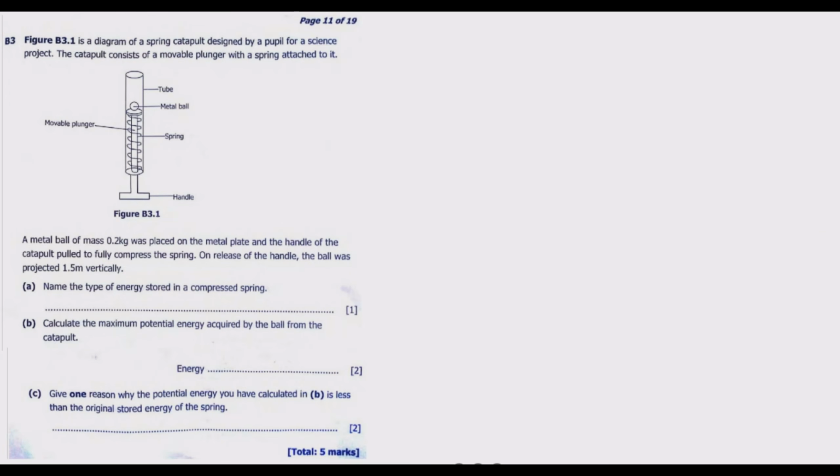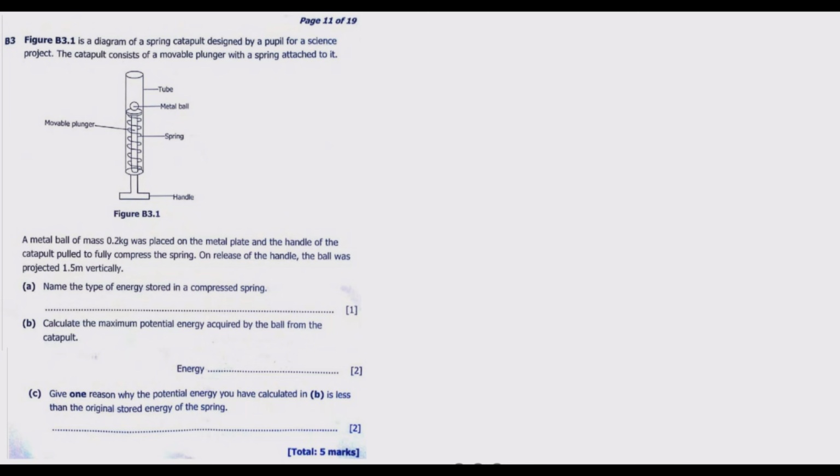Let us look at question B3. Figure B3.1 is a diagram of a spring catapult designed by a pupil for a science project. The catapult consists of a movable plunger with a spring attached to it. A metal ball of mass 0.2 kg was placed on the metal plate, and the handle of the catapult pulled to fully compress the spring. On release of the handle, the ball was projected 1.5 meters vertically.